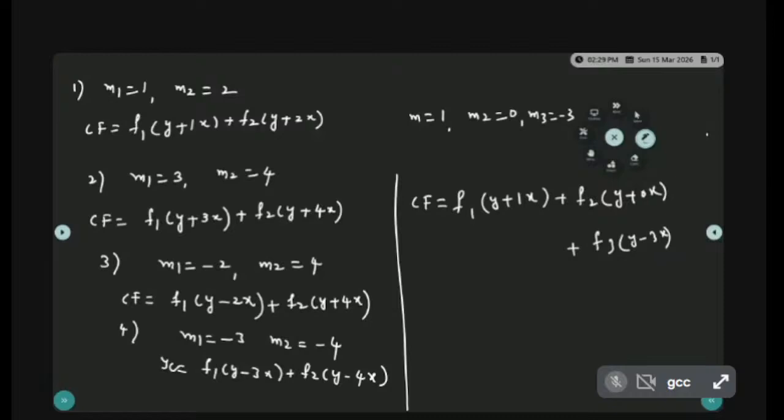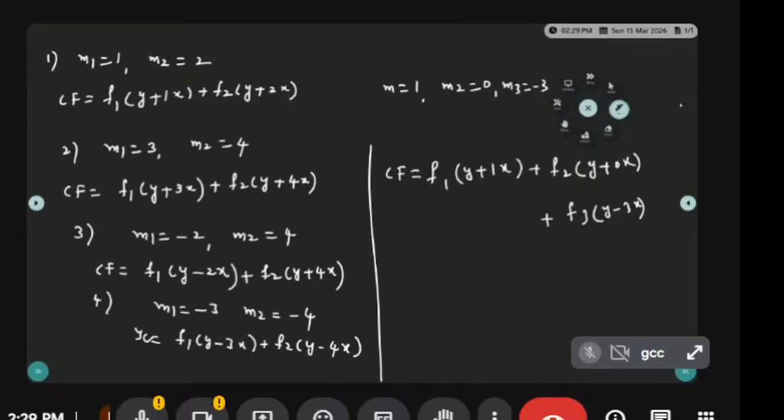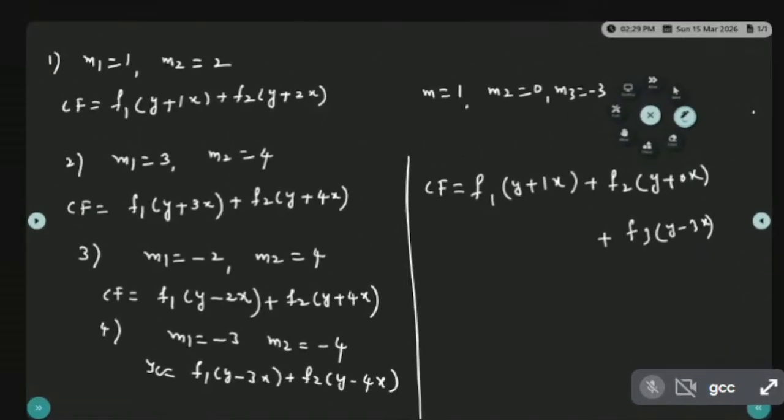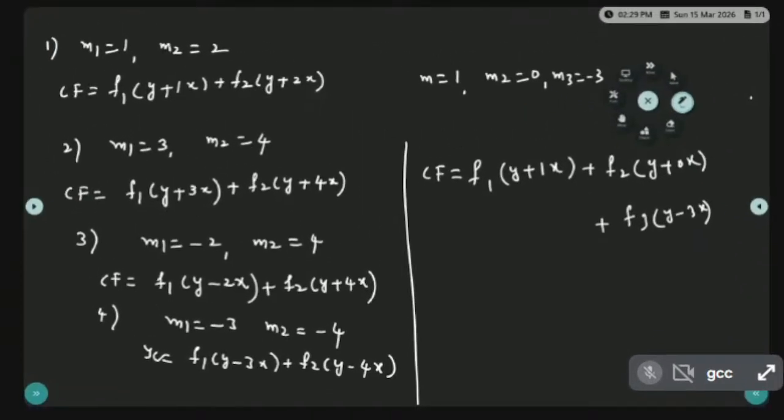4 means y plus 4x. If you observe, it is very easy to understand, no difficulty here.